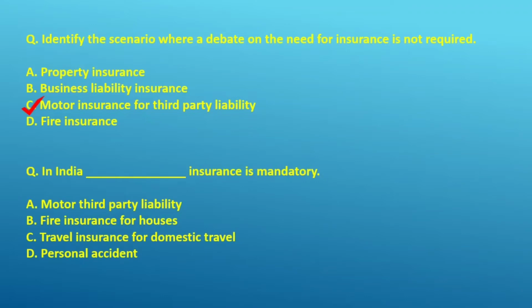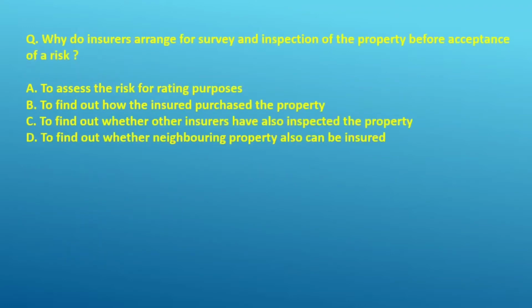Next question is, in India, dash insurance is mandatory. This question is also related to the previous question. So the answer is motor third-party liability, which is compulsory and mandatory to buy. Why do insurers arrange for survey and inspection of the property before acceptance of a risk? The correct answer is to assess the risk for rating purpose.